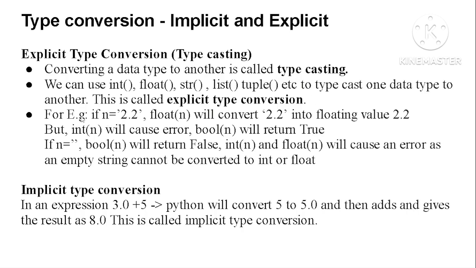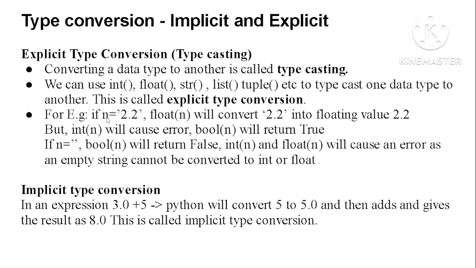Now, what functions do we use to convert one data type to another? We use functions like int, float, string, list, tuple, etc. If you want to convert some value to string, you have to give string of that value. That will be converted to a string. List of the given value will convert the given value to a list. This is called as typecasting. This type conversion is called as explicit type conversion because we purposefully mention what change we need here.